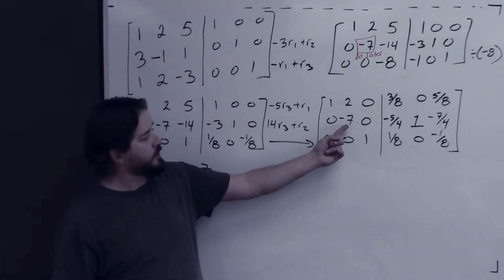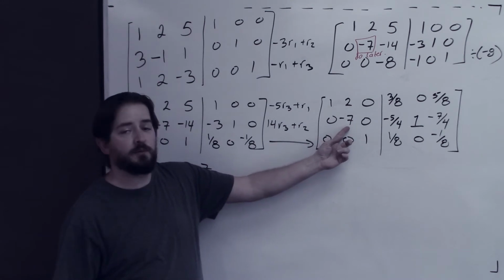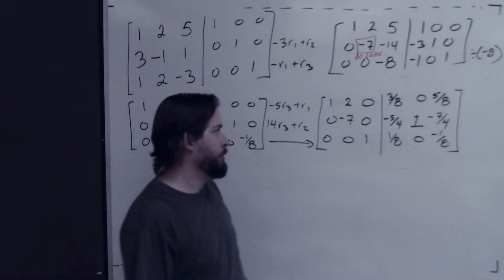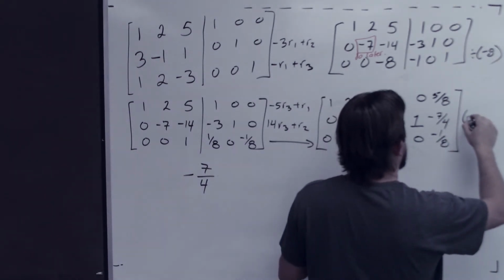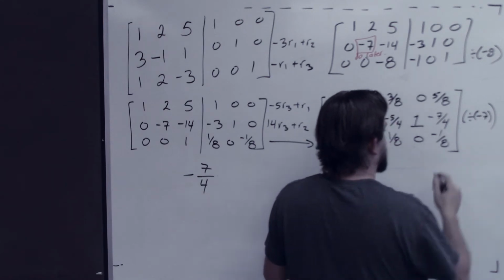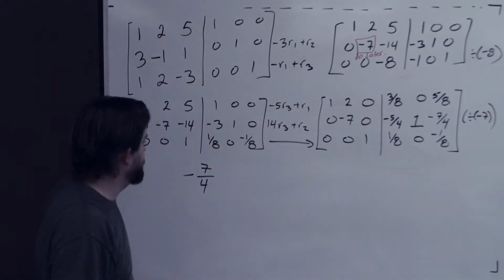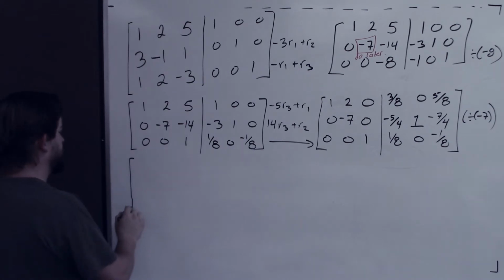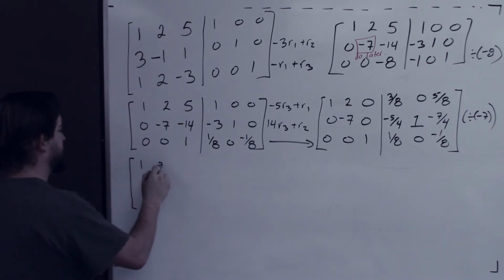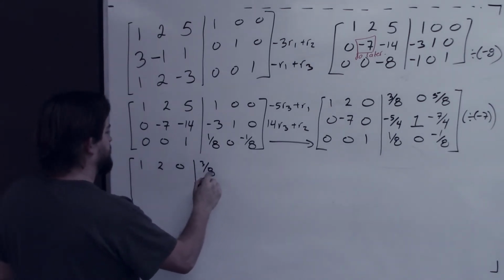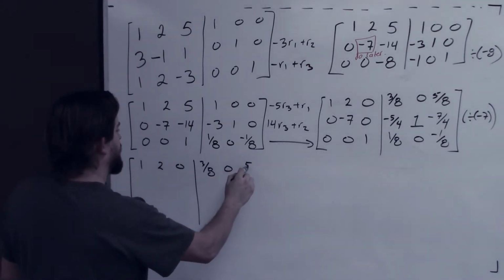The next thing I want to do is I need to get that to be a 1. I only have one option. That's to divide the middle row by negative 7, or multiply it by negative 1/7, however you do it. So the top and bottom are not changed. That gives me 1, 2, 0, 3/8, 0, 5/8.